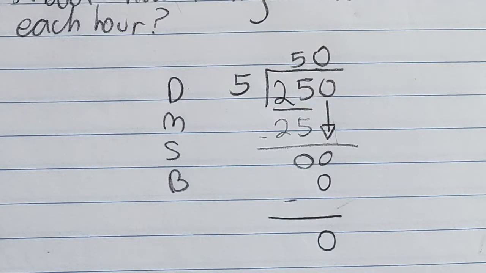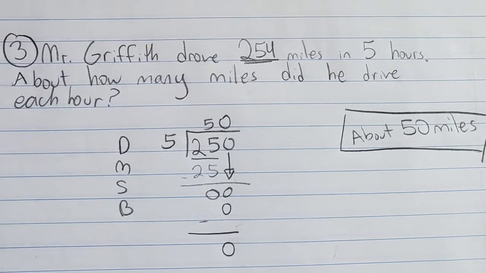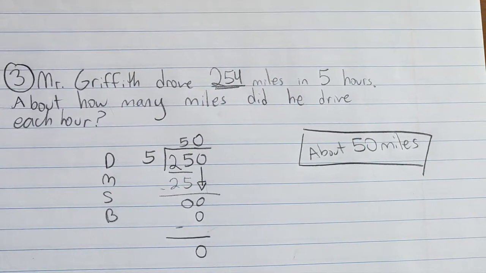5 goes into 0 0 times. 0 times 5 is 0. 0 minus 0 is 0. So our answer is about 50 miles each hour. Really easy, simple stuff. This lesson is really just making sure that you know if you bring a number down, you have to start all over again. That's it. That's the deal.